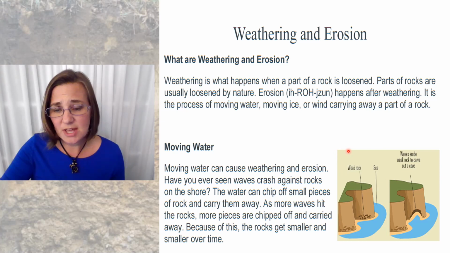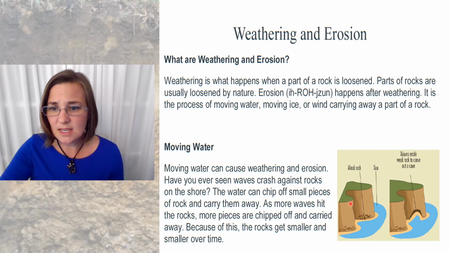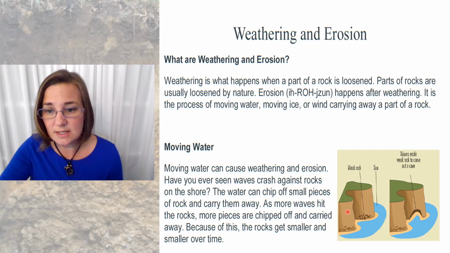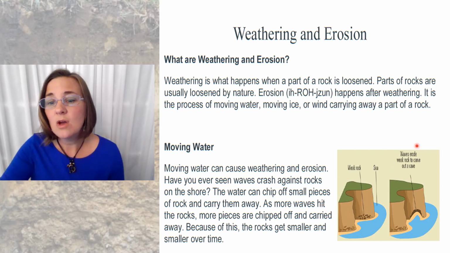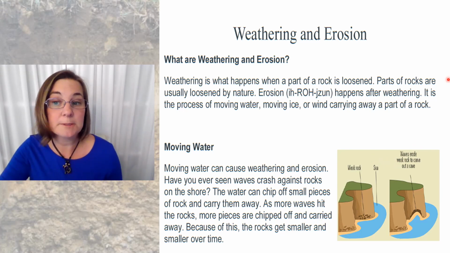And look at this image that the author included to help us understand. It says this is weak rock, and then this is pointing to the sea, and then it says waves erode weak rock to carve out a cave. So I guess as the water hits it, it pulls the rocks away until a cave is formed. Pretty cool.